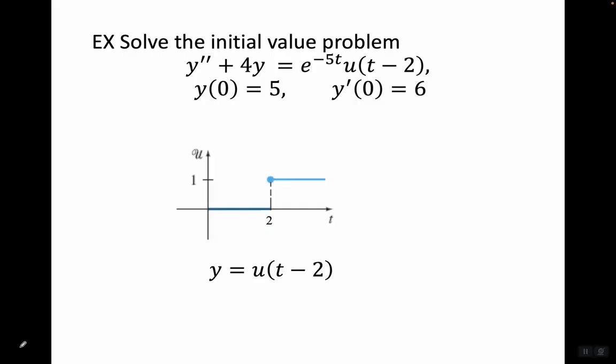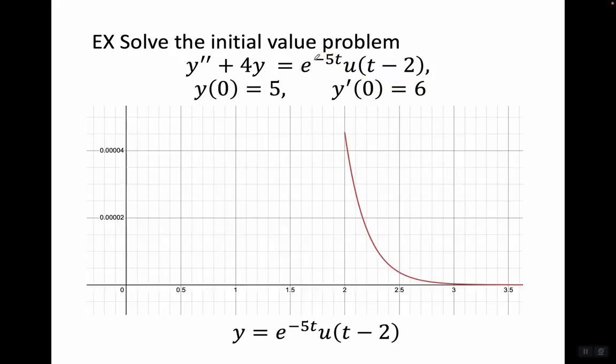So here's what u of t minus 2 looks like. It's going to be 0 until we reach 2, and then at 2 it jumps to 1. But we don't have u of t minus 2, we have e to the negative 5t u of t minus 2. Here's what that looks like. It's 0 until you get to 2, and then at 2 it jumps to e to the negative 5t times 1, or in other words, just e to the negative 5t. So basically this function is like e to the negative 5t, but it starts at 2.